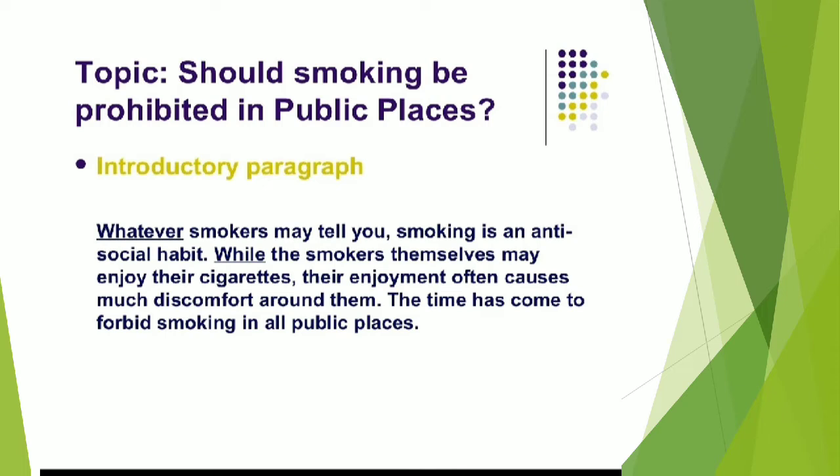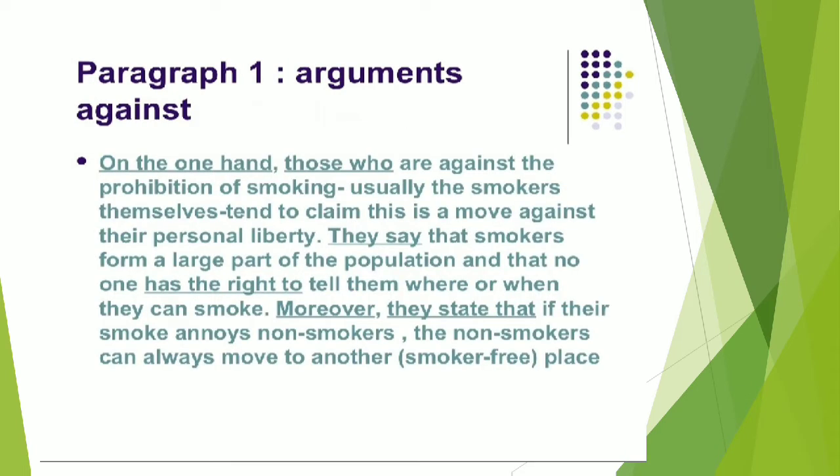This is how you show your position in writing. Paragraph 1. Arguments against. On the one hand, those who are against the prohibition of smoking usually are smokers themselves. They tend to claim that this is a move against their personal liberty or freedom. They say that smokers form a large part of the population.